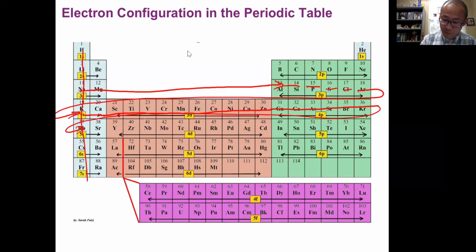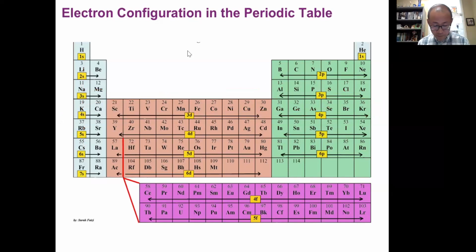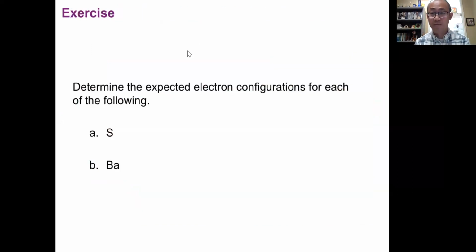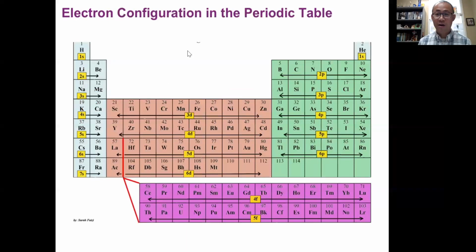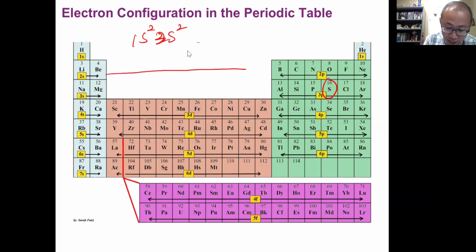Okay, for example, let me erase that. Let's try these two again, sulfur and barium, with the help of the periodic table. First, where's sulfur? Sulfur is here. If we write the electron configuration, we can just, from the first period, 1s2, 2s2, and then move on to the second period. After 2s2, we got what? 2p, right? So 2p6.